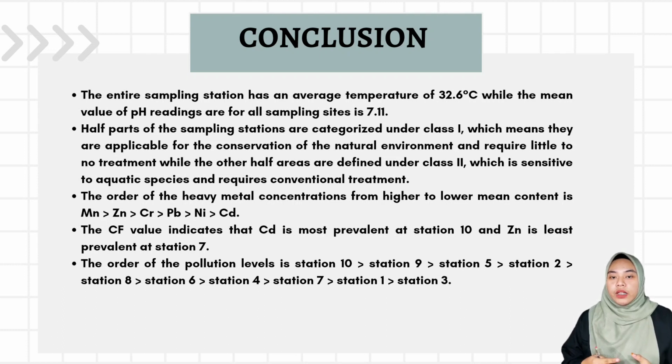The order of the heavy metal concentration from higher to lower mean content is manganese, zinc, chromium, lead, nickel, and cadmium. The CF value indicates that cadmium is most prevalent at Station 10 and zinc is the least prevalent at Station 7. The order of the pollution level is as follows, whereby Station 10 has the highest pollution level and Station 3 is the least polluted.